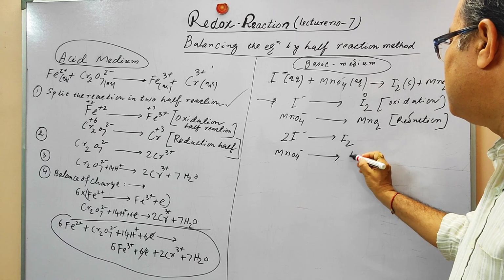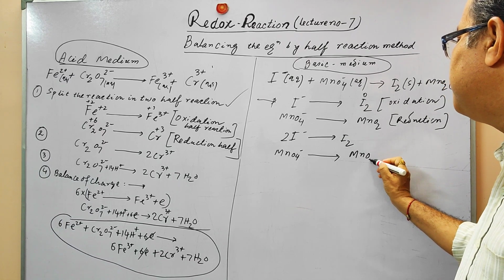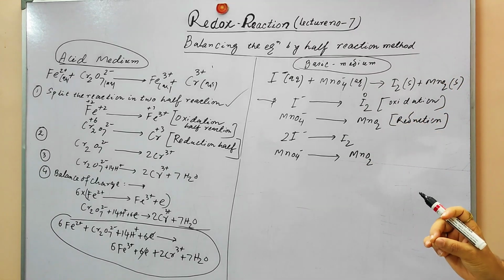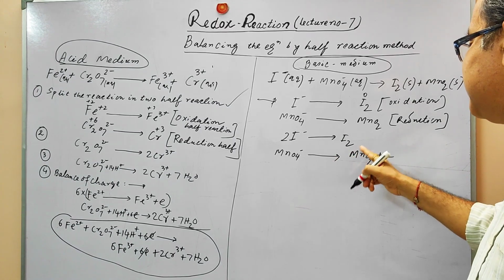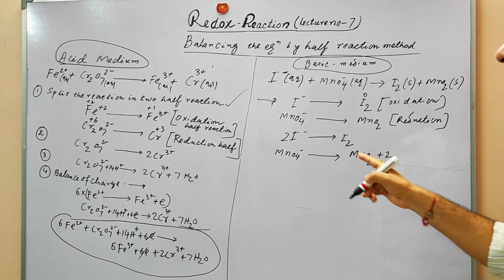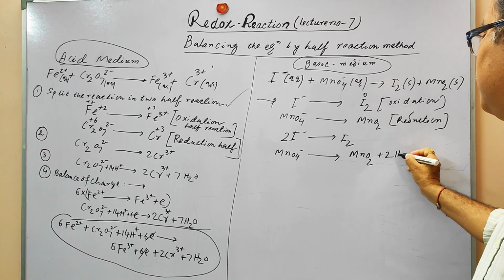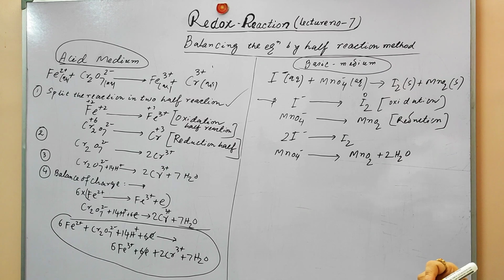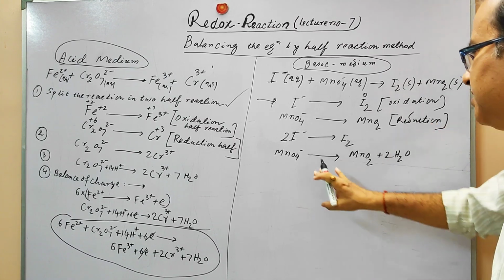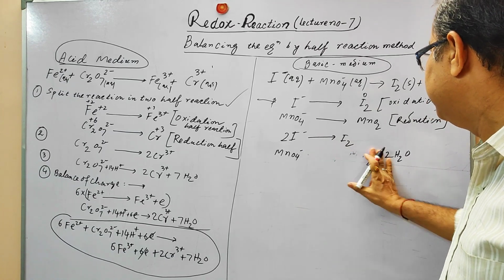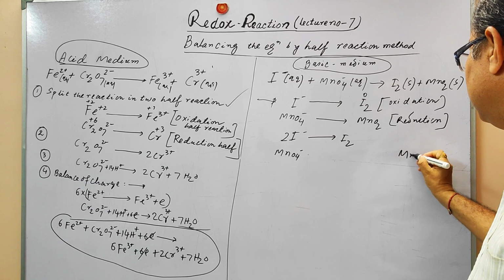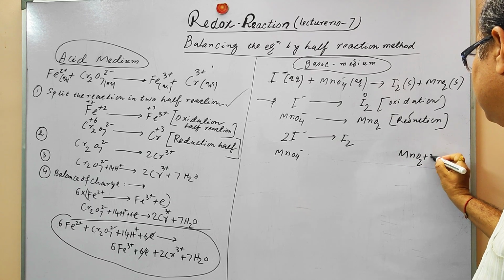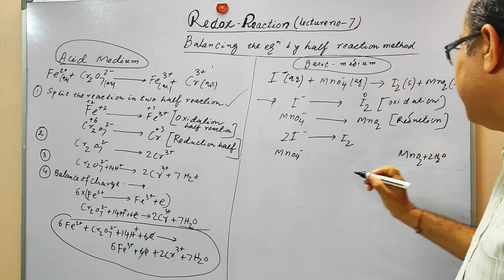So what we will do is the same procedure: to balance oxygen, we have to put H2O molecules. How many H2O molecules do we have to put? Because the right hand side is the deficient side, on this side we have to put 2 H2O, 2 molecules of H2O. Right? Now we have to balance this hydrogen.